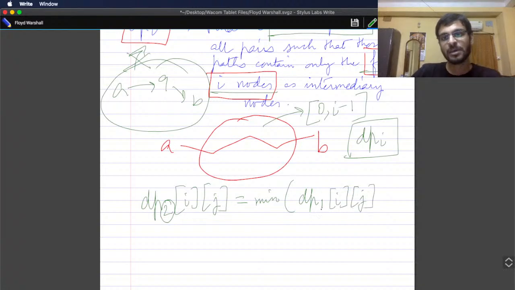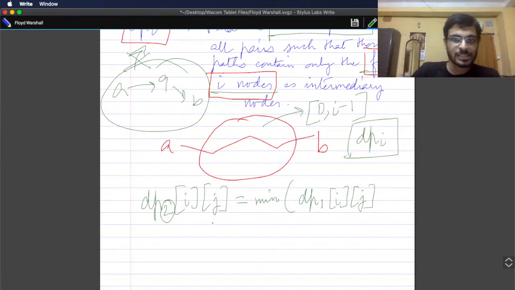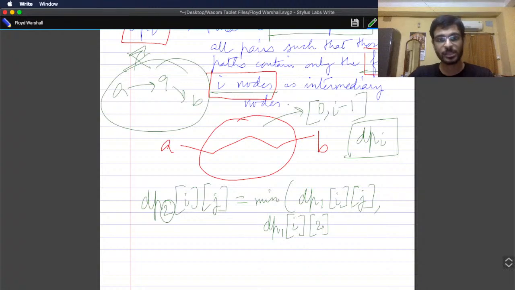Why? Because dp1 ij says that using at most the first vertex in between, what are the paths you can form? With 2 we are only getting one extra option, which we are not using. We are not using this second vertex, so this is one option. Another option is use whatever you had and take me to 2. Now I'm desperate to reach the second vertex, which is 1.